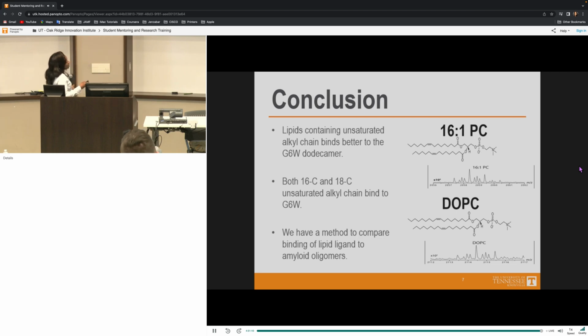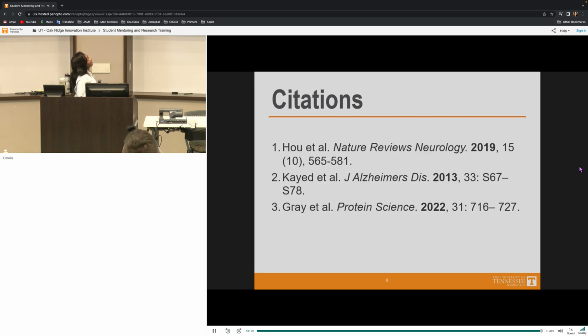And we have a method to compare binding of lipid ligands to amyloid oligomers. And you may ask, how did I get this conclusion? I got this conclusion because of the MS peak. It helps you determine the abundance of lipid peptide complexes. And these are my citations.